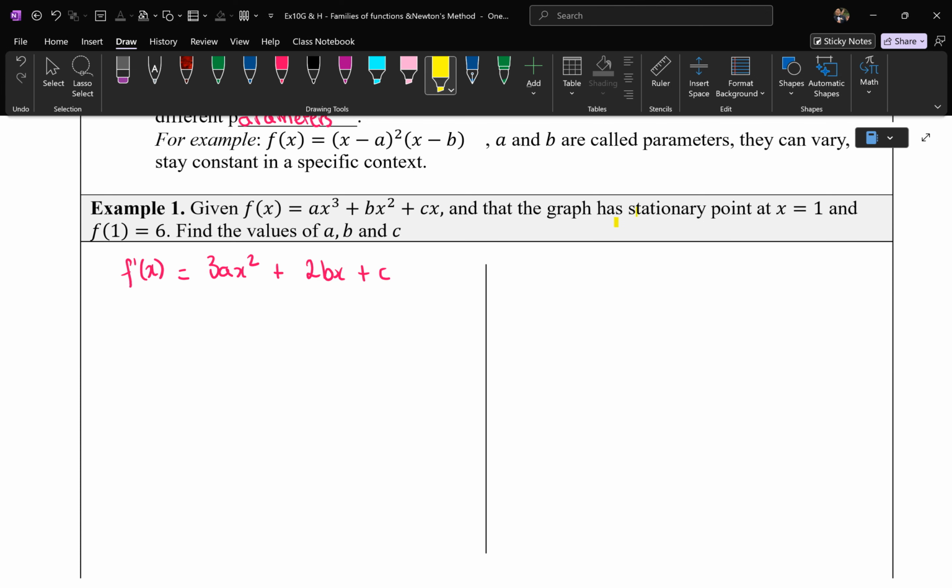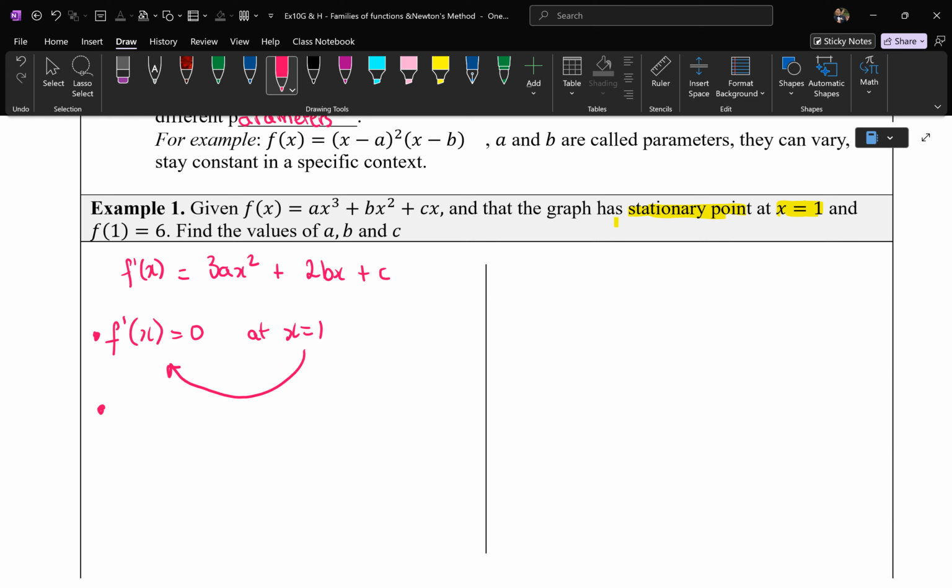They said that it has a stationary point at x equals 1. What does that already imply? If I tell you that something has a stationary point at x equals 1, what am I really telling you? f dash of 1 is equal to 0. Okay, and what it's trying to say is that if you find the derivative, f dash of x, of your function, we know the stationary points occur when f dash of x equals 0. Therefore, at x equals 1, my derivative should be 0. So that's the first piece of information they've given you.